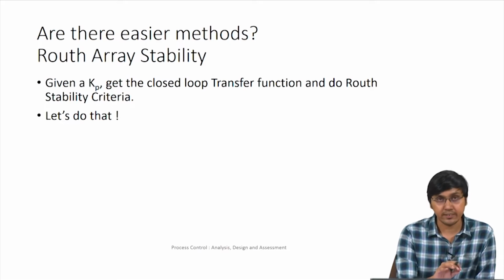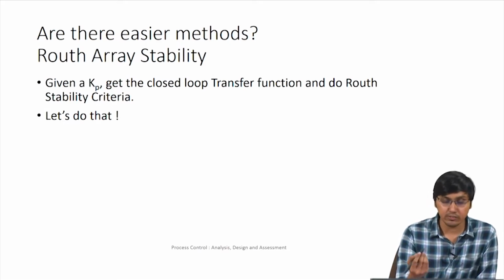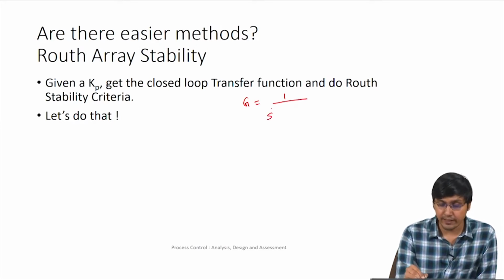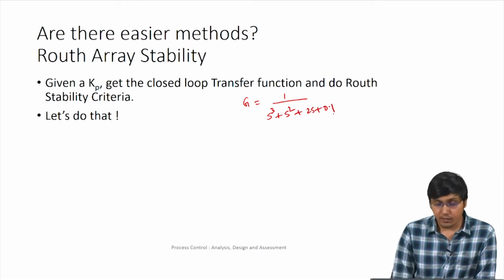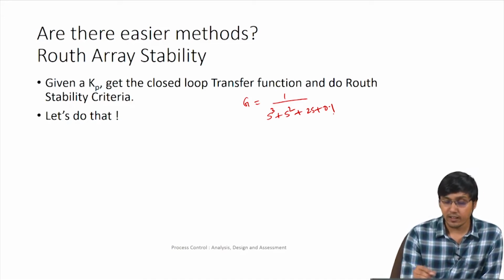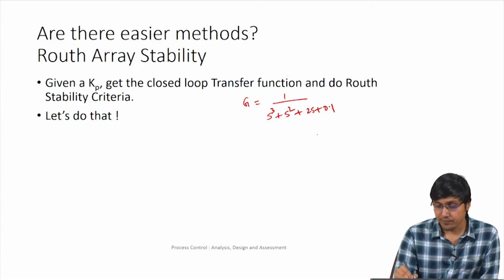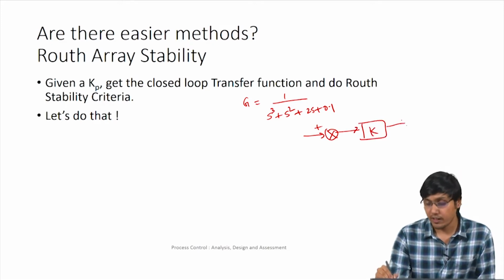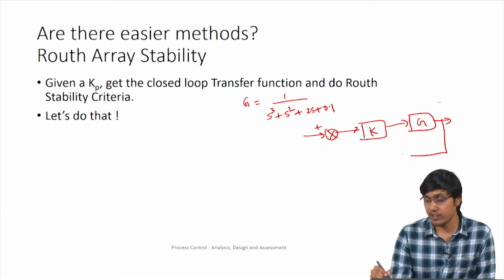We can use the Routh-Hurwitz stability criterion. In it, we take a system, say G of S equal to some S cube plus S square plus 2S plus 0.1. Then let us take the control loop where we give a set point, which goes to the controller, a P controller for now, and the controller's output is given to the system, and the sensor measures the value of G of S here.